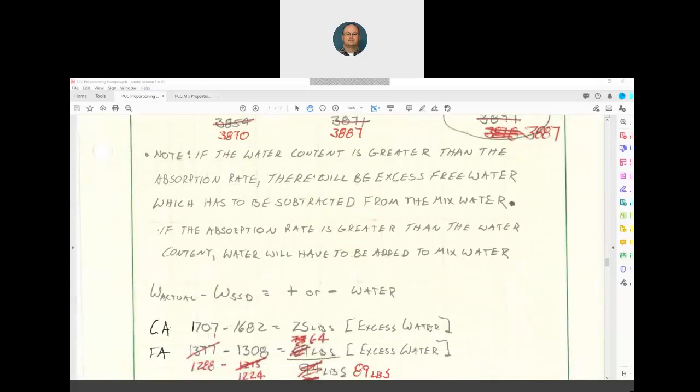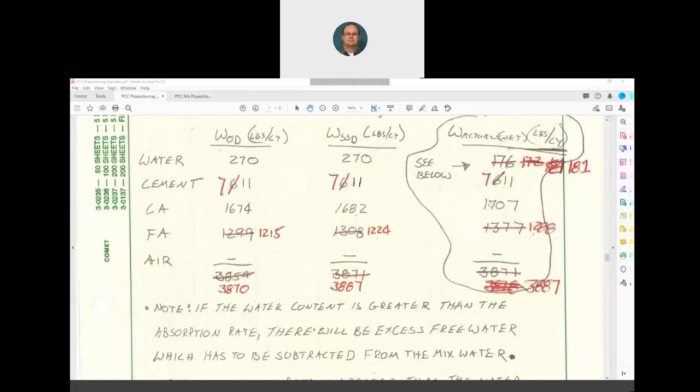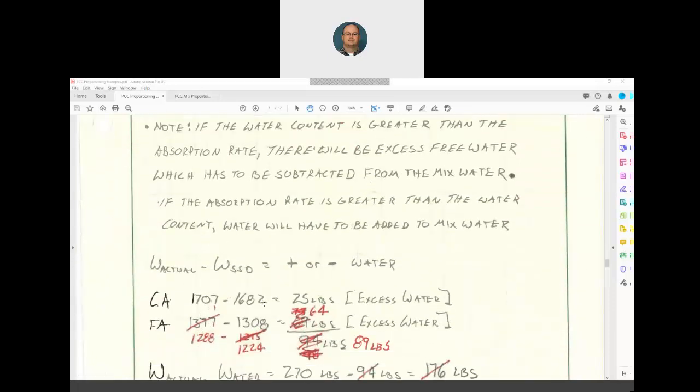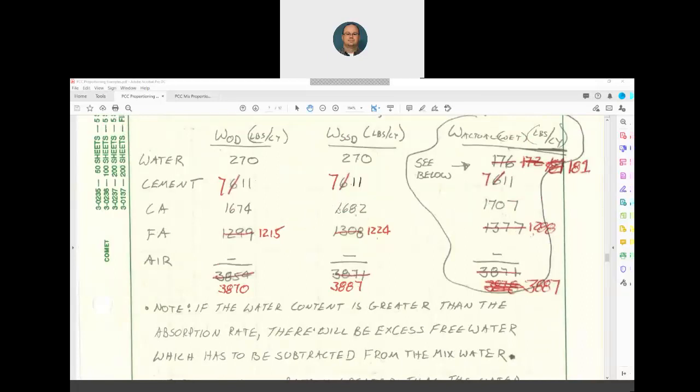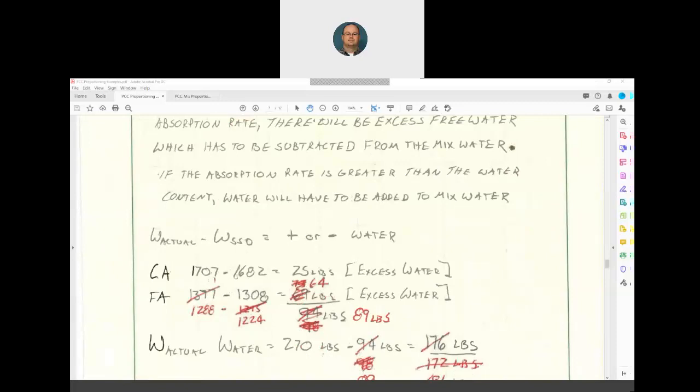All right. So, coarse aggregate 1707. That is my actual weight if I'm pulling my truck over a scale with the water in it: 1707 pounds. My SSD weight is 1682. So that means I have 25 pounds of excess free water. Fine aggregate, 1288.